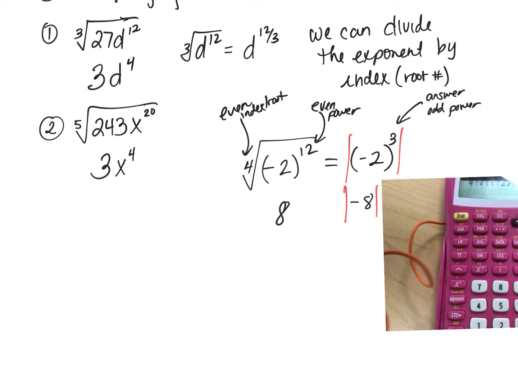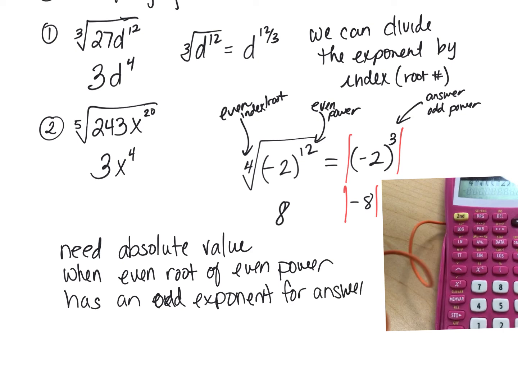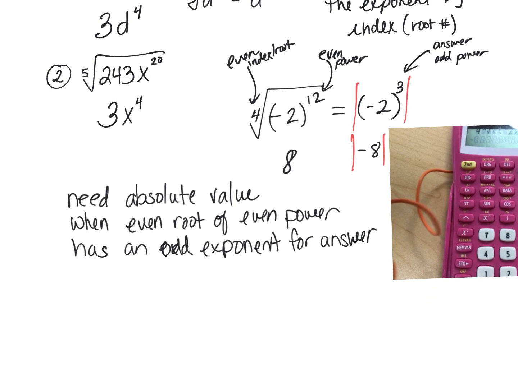And we don't need it on odd roots because odd roots can be negative. And it doesn't work if we have a negative in here, an even, and an odd. If we have an even root with a negative under the radical, it's no solution. So we need absolute value when the even index, the even root of an even power, has an odd exponent for the answer. So EEO, even, even, odd. Yeah, we're going to do some, so we're going to apply it.